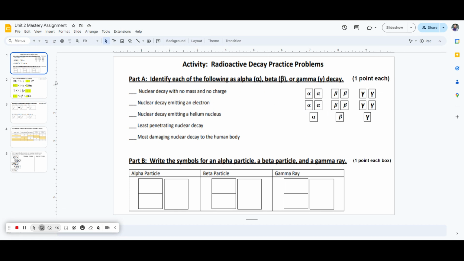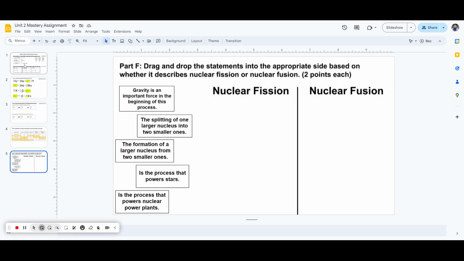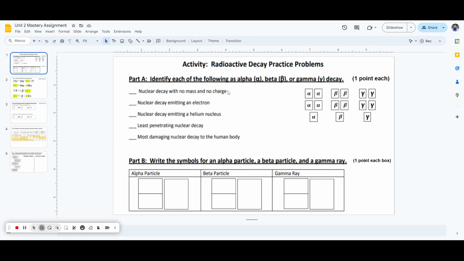So how you complete this, you go part by part, right? There's 5 slides, there's 6 parts. So part A, here on slide 1, you just need to identify whether these statements apply to alpha, beta, or gamma decay. And you can do that just by simply dragging the type of decay over and putting it on the line there, okay? Those will each be worth 1 point. Actually 2 points in reality, but 1 point for these purposes. So do that for all 5 of those.